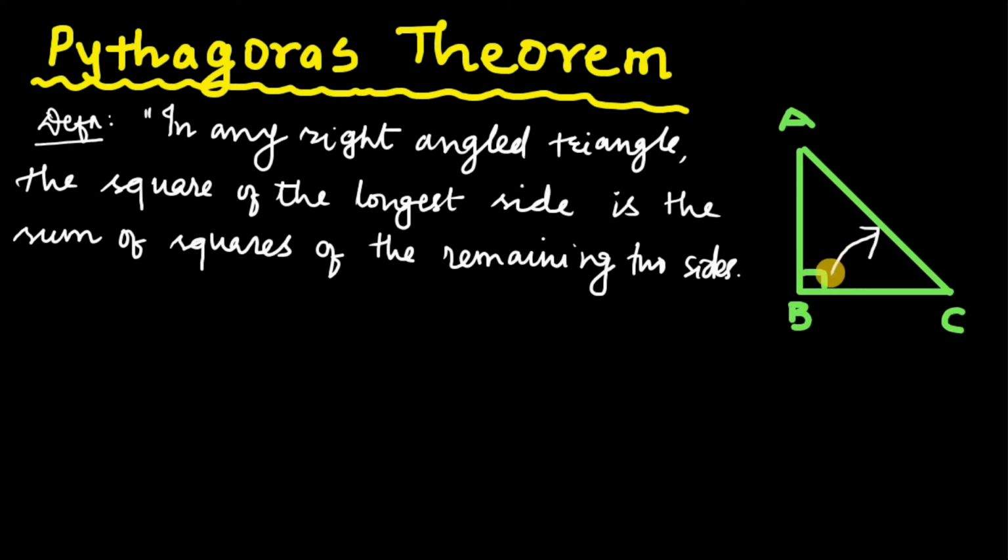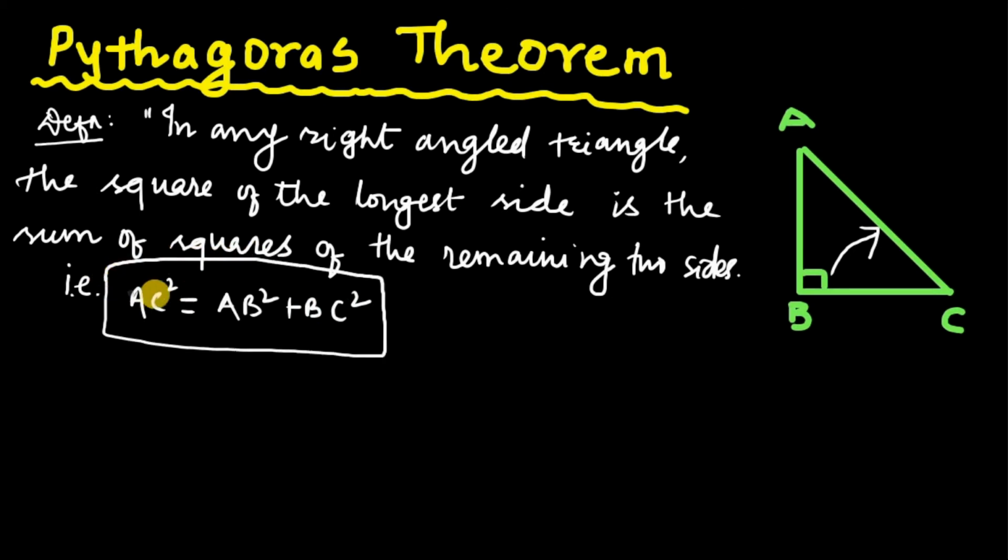So in the figure, AC is the longest side. So we need to write AC square equals to, now the remaining two sides are AB square plus BC square. So this is the Pythagoras theorem. So let's clarify it more clearly.